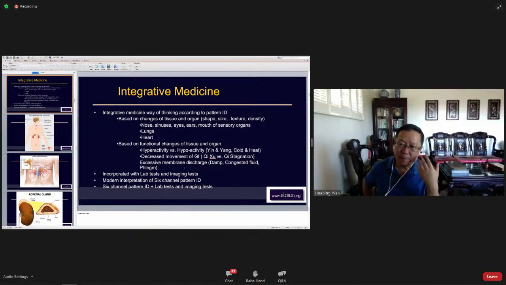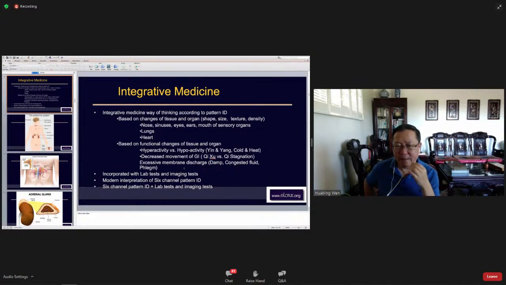And also based on the discharge, like when you're talking about damp, the discharge is clear, is congested fluid, or it's thick, it's colored, that means like an infection. And also there's the incorporation of lab tests and imaging tests. We'll get to that later, when we discuss the individual formulas.